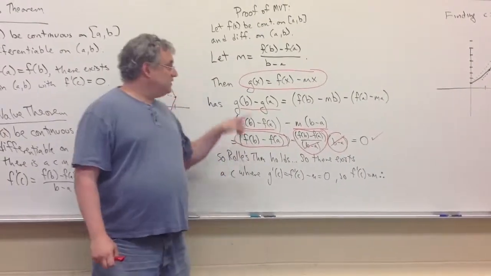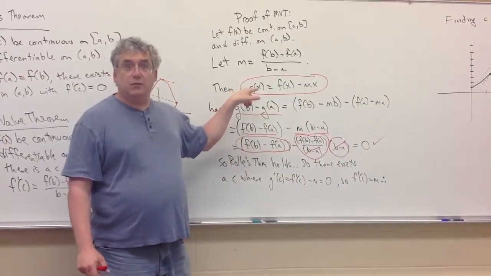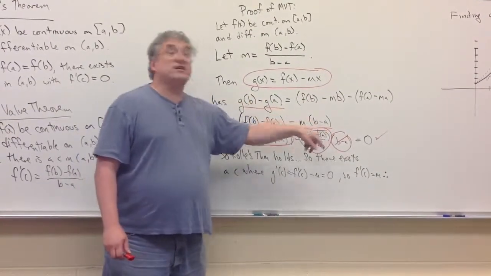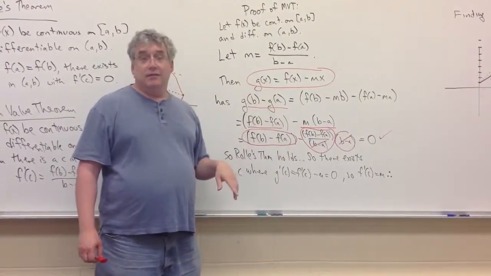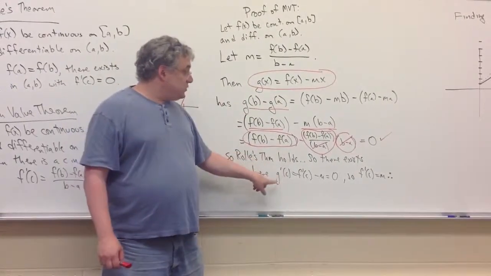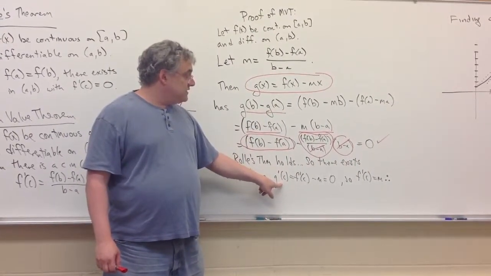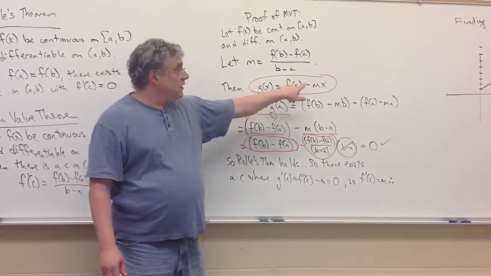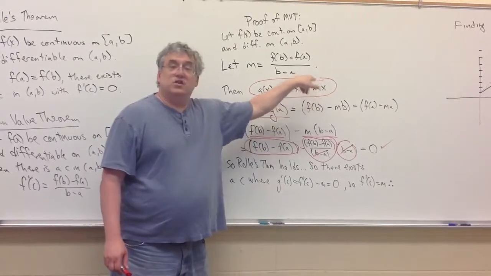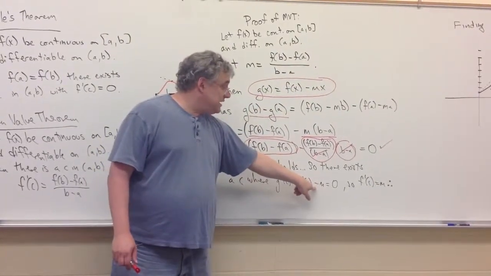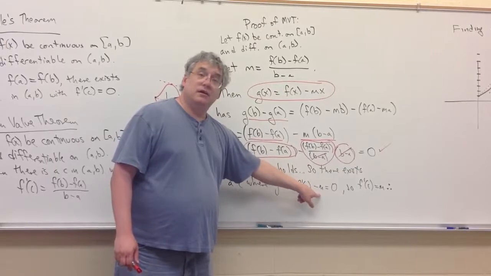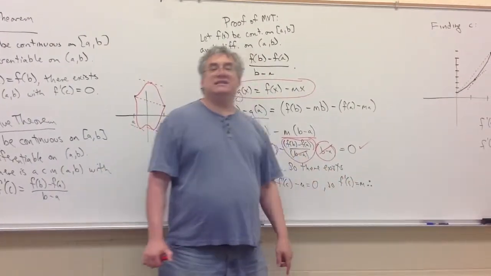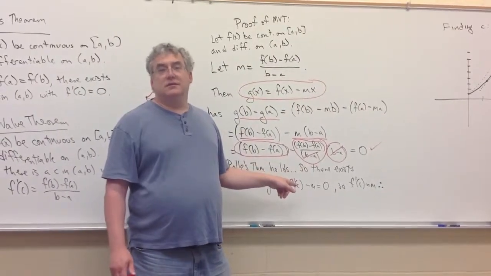That means, for this weird function g, Rolle's theorem holds. Rolle's theorem says if g of b equals g of a, then there's a place where the derivative of g at c is 0. But what's the derivative of this? It's the derivative of f minus, that's a linear function, so minus m. So f prime of c minus m is 0. Bring that over, so f prime of c is m. So there's a place where the mean value theorem holds.